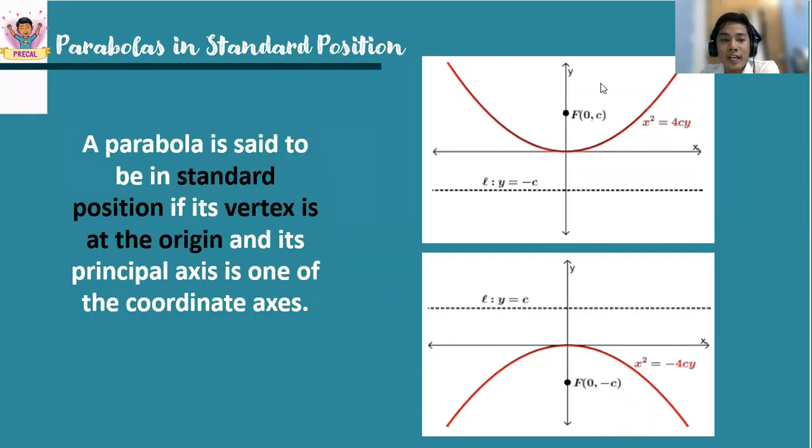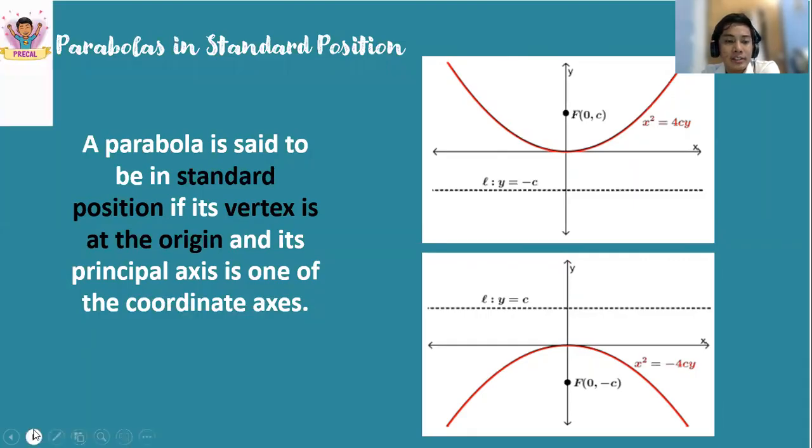And observe that the coordinate axes are their axis of symmetry, or what we know as the principal axis. For example, for a parabola which opens upward, the axis of symmetry is the y-axis itself. For a parabola which opens downward, the same. The axis of symmetry is also the y-axis. So it is the coordinate axes which are the principal axis.